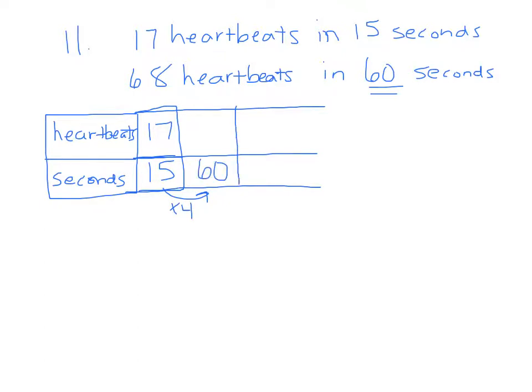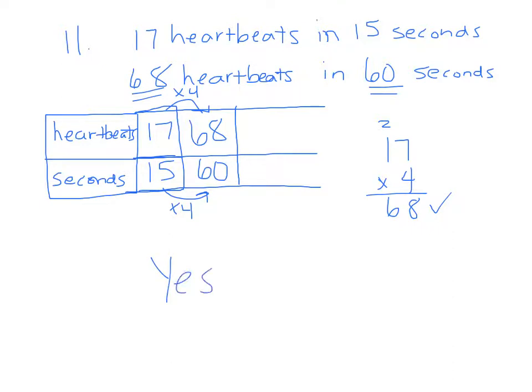But here's the kicker. Does 17 times 4 equal 68? And that's what you have to figure out. So you have to do out your work. Make sure: 4, 5, 6. So yes. So my equivalent rate would be times 4 on the top. So my answer to this one would be yes. They are equivalent rates.